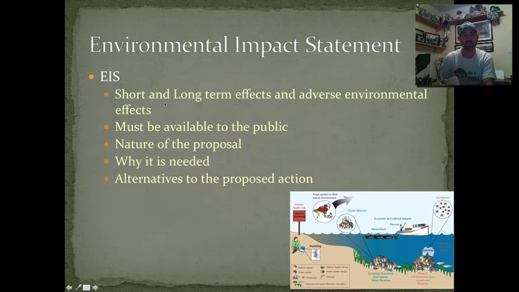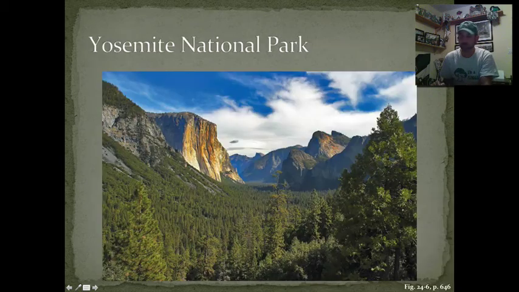An environmental impact statement is very important to know. You need to know the long- and short-term adverse effects that would be put onto the environment. These impact statements must be available to the public. Why are you doing what you need to do, building a road or putting in a shopping mall or something like that? And are there alternatives to the proposed action?